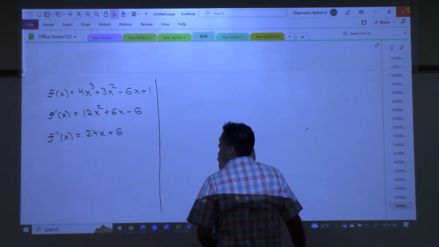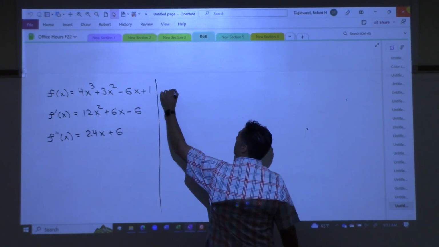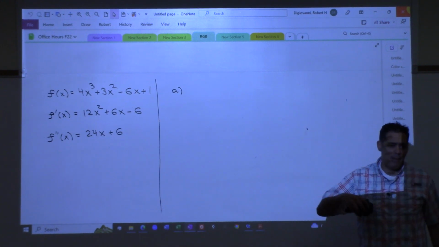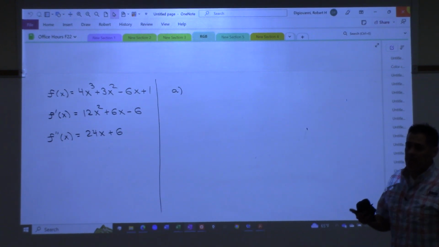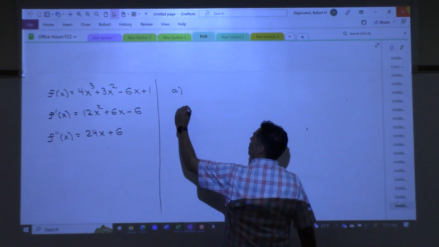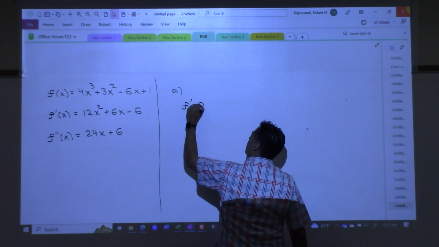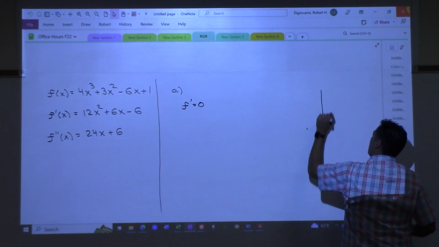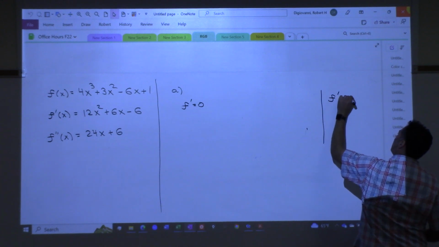Okay, here we go. So I'm working on part A, right? I want to try and figure out where this function goes up and down. So what I'm going to do is take the first derivative and set it equal to 0. So I want to find where that derivative is equal to 0. Then I also want to find where the derivative does not exist.